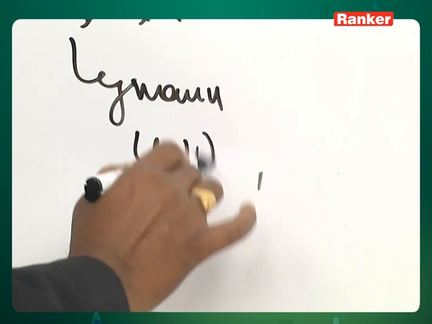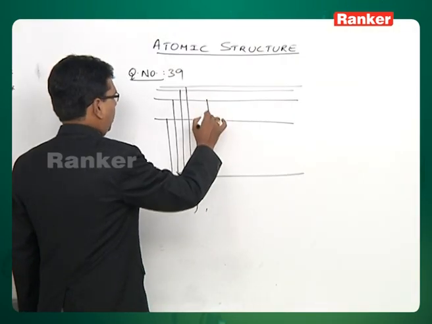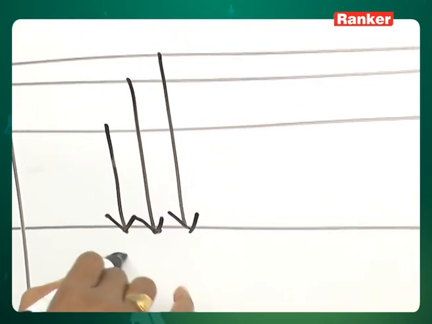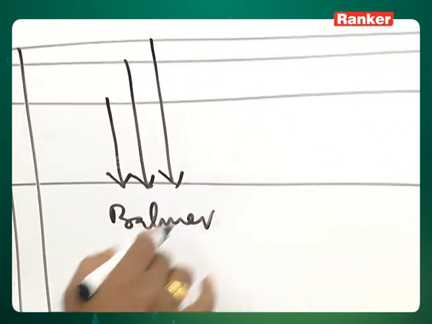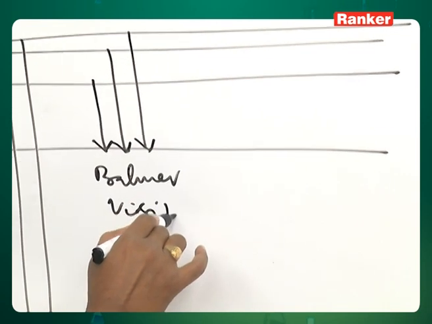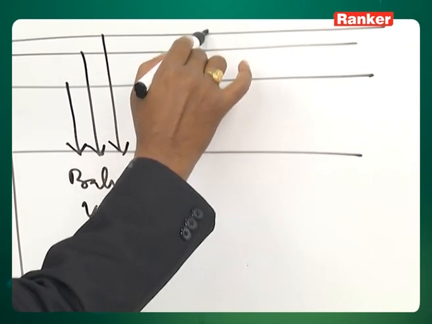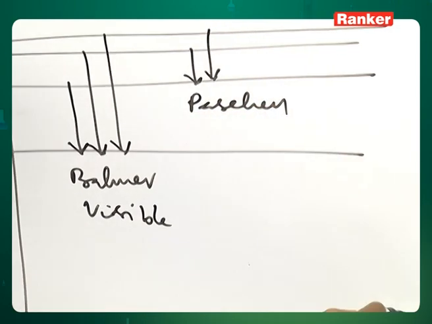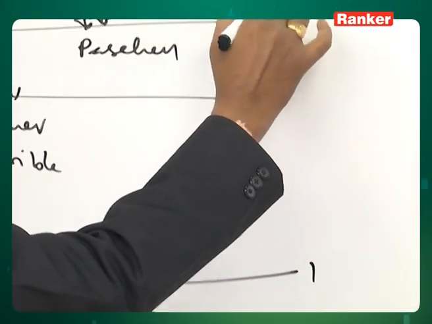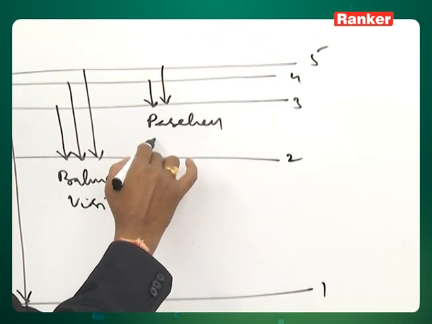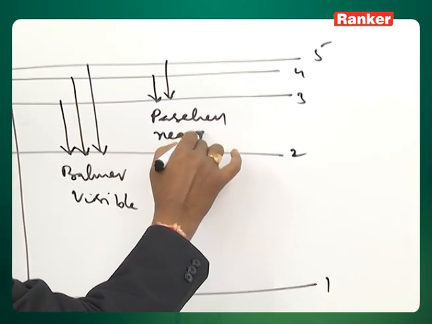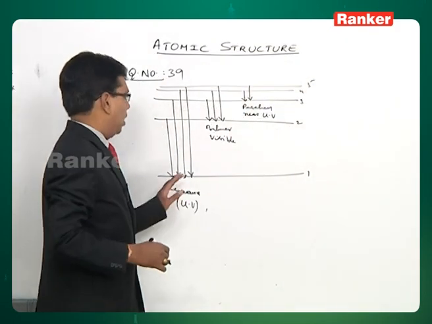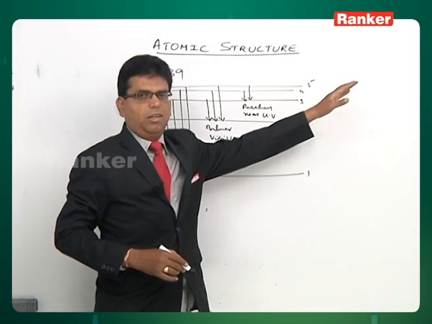All these are observed in the UV region. And if the transition is from any higher energy to n equal to 2, this is what we call Balmer series of lines, which is in the visible region. And this is Paschen. This is 1, 2, 3, 4, 5. Paschen, this is near UV. And this is UV. Then like this we get Lyman, Balmer, Paschen, Brackett, Pfund. Like this we will get.